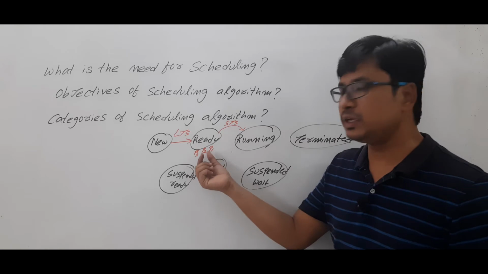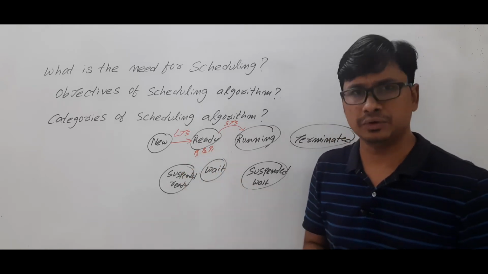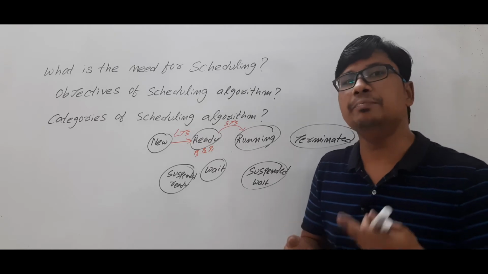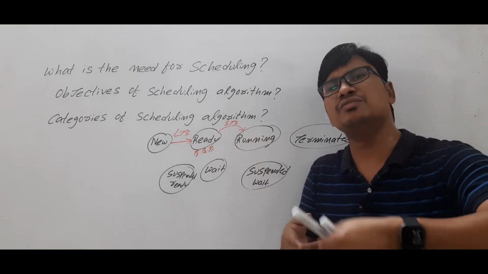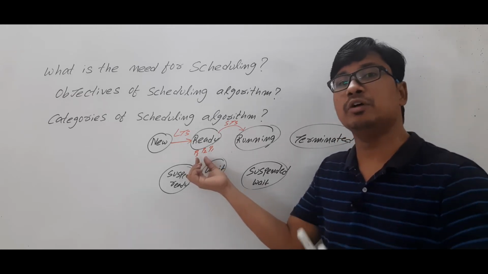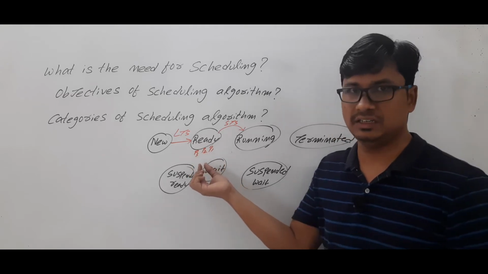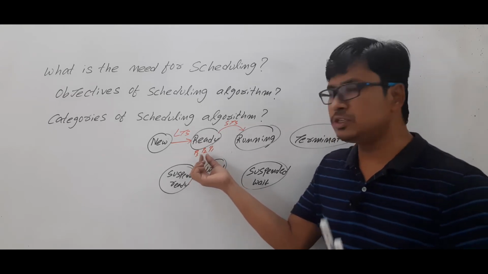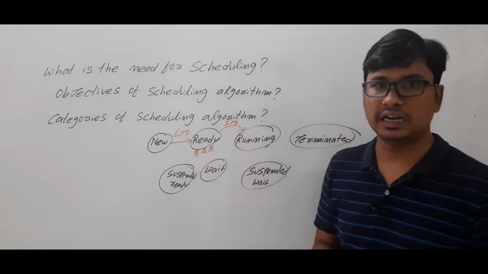Either you have to pick P1, P2, or P3. Some criteria you have to take. That criteria will depend on the scheduling algorithm that you are using. If you are using the first come first serve scheduling algorithm, then you need to look at the arrival time of all the processes, when the processes have arrived to the ready state or ready queue. So whichever process has arrived first, that process will be dispatched to the running state.